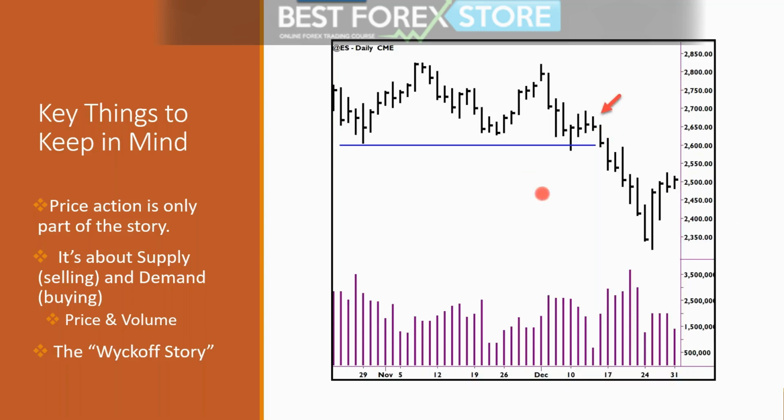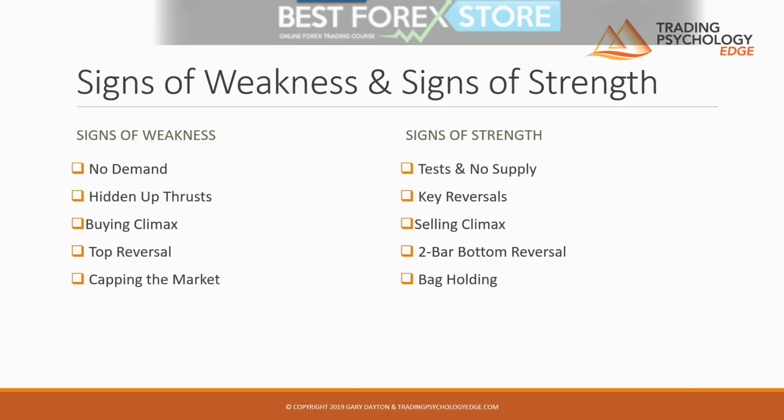Okay, so that's the Wyckoff story, and those are the questions that we had. So now, signs of strength and signs of weakness. These are the ones we're going to talk about tonight. No demand, hidden up thrusts. We'll talk a little bit about up thrusts so you understand what up thrusts are, but I'm not going to focus on them. I will focus on hidden up thrusts. Focus on buying climax, top reversal, and capping the market.